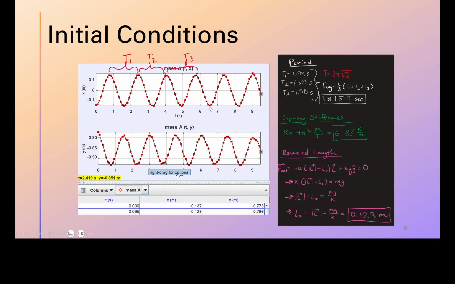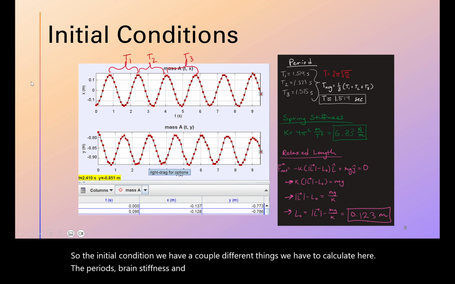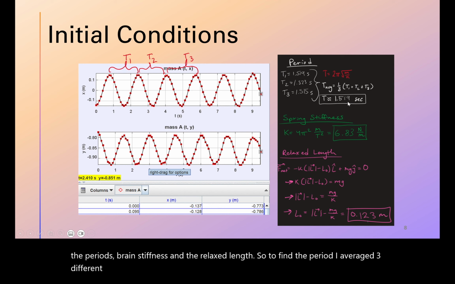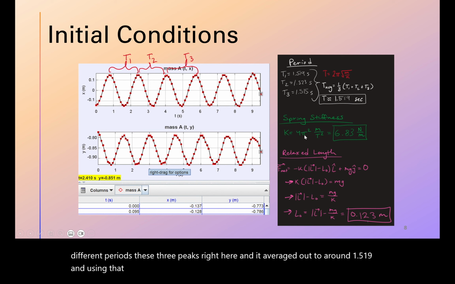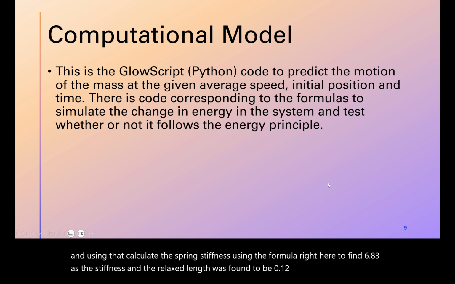So the initial conditions. We have a couple different things we have to calculate here: the period, spring stiffness, and the relaxed length. To find the period, I averaged 3 different periods, these 3 peaks right here, and it averaged out to around 1.519 seconds. Using that, I calculated the spring stiffness using this formula right here to find 6.83 as the stiffness, and the relaxed length was found to be 0.123 using the following formula.